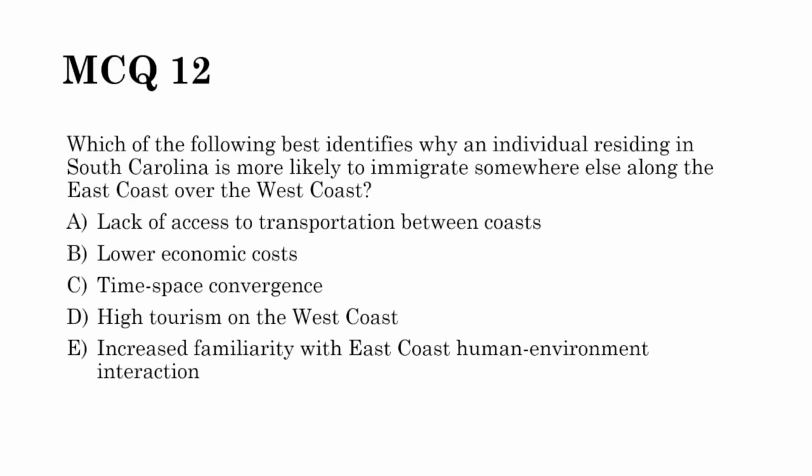C, time-space convergence. This is actually a trick answer choice, and it would be the correct answer choice if we were looking at the opposite question, why he would move to the west coast over the east coast, even though he already lives on the east coast. And this would be the right answer choice in that case because time-space convergence has made transportation easier than ever. It's so easy to travel long distances compared to the past. But that's not what the question's asking, so C is incorrect.